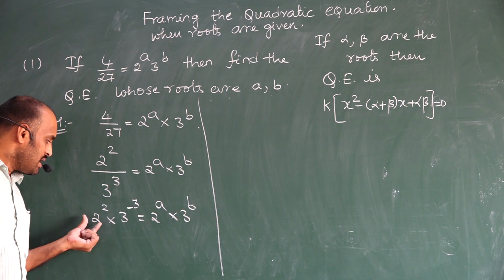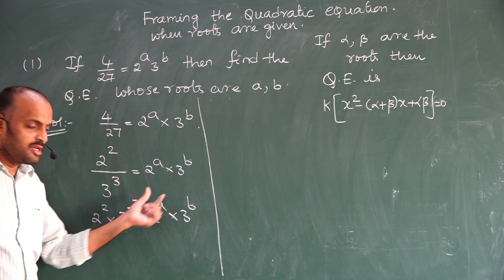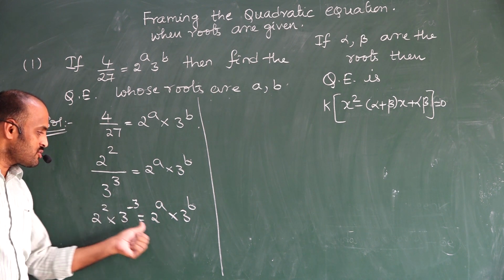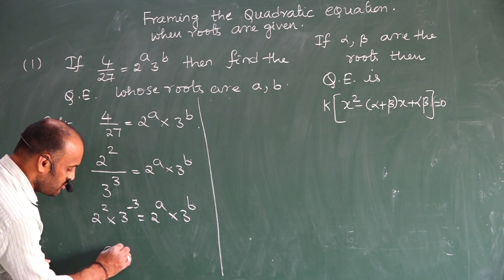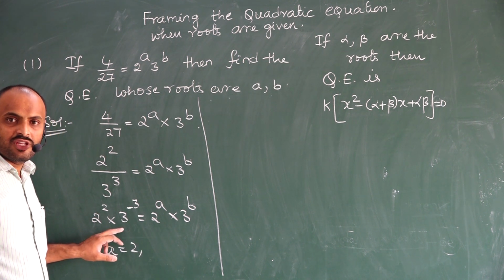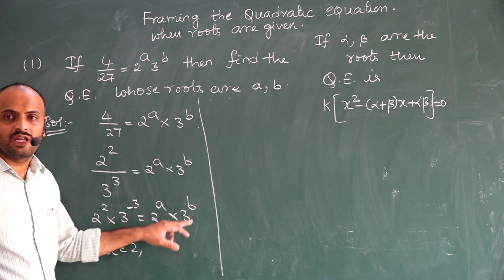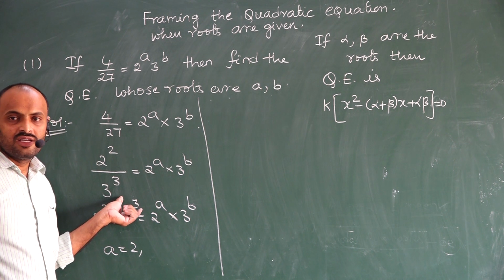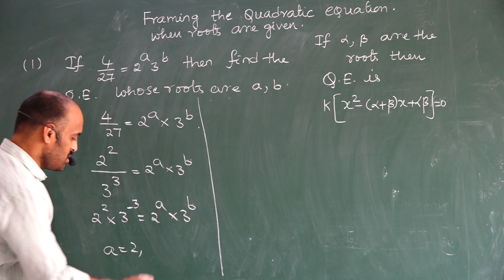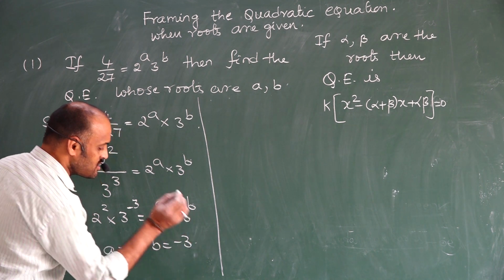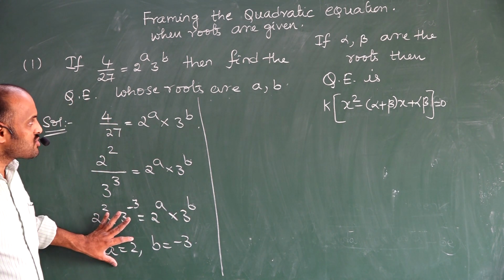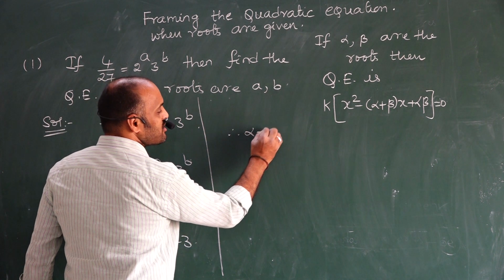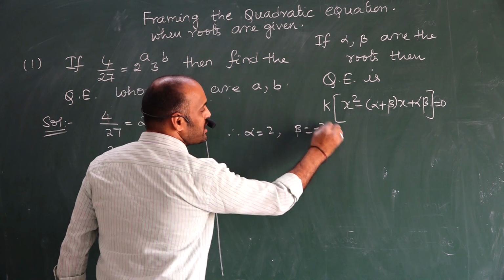Now see that I have 2 power 2 and 2 power a. On comparing the powers of the same bases, 2 power 2 is equal to 2 power a, that means a is equal to 2. On the left hand side we have 3 power minus 3 and on the right hand side we have 3 power b. With the same base 3, the power on the left hand side is minus 3 and on the right hand side is b. Therefore b is equal to minus 3. So one root is 2 and the other root is minus 3, that means alpha is equal to 2, beta is equal to minus 3.